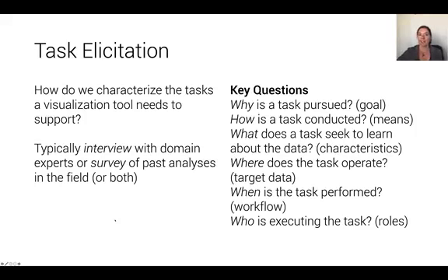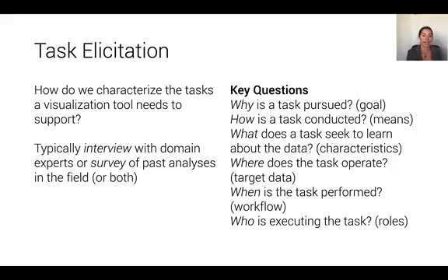So the process of characterizing a data problem according to tasks is conducted using a technique called task elicitation. Task elicitation is essentially just offering us a means to characterize the tasks that a visualization tool needs to support in order to solve a target problem. Typically speaking, the best way to conduct a task elicitation is just to talk with people. We'll typically interview people with domain expertise or conduct surveys of past analyses in the field, or in the optimal situation, we'll do a little bit of both. We'll figure out what are the questions people have answered in the past in a particular area and talk with experts about what they need this new system or this new tool to accomplish.